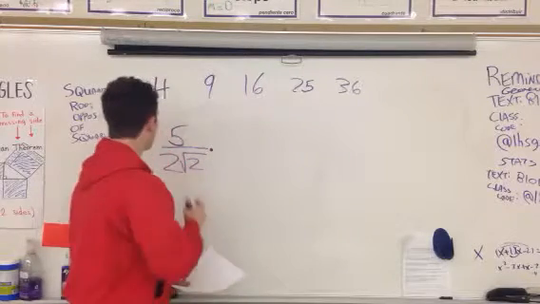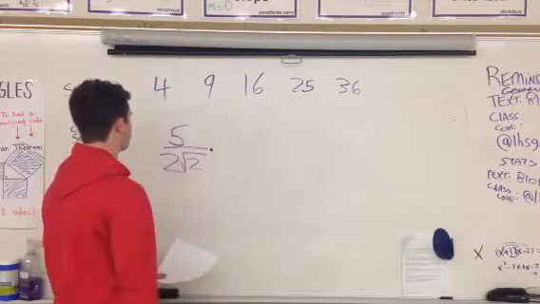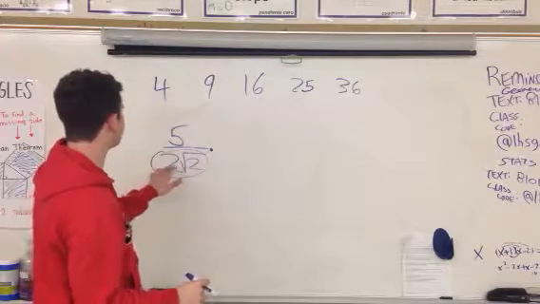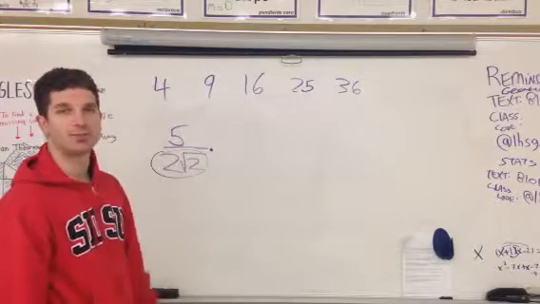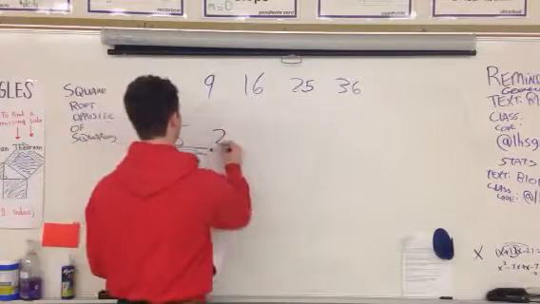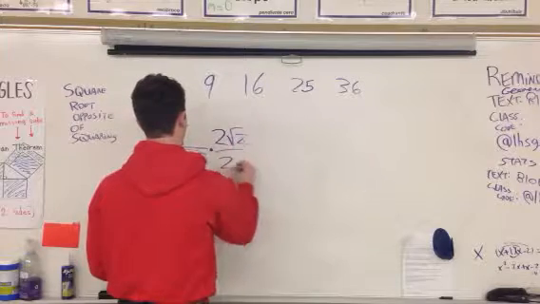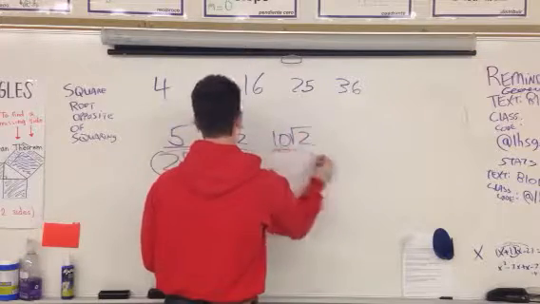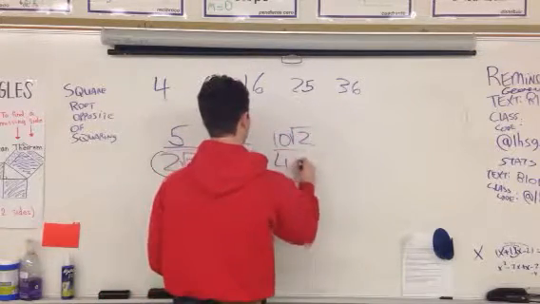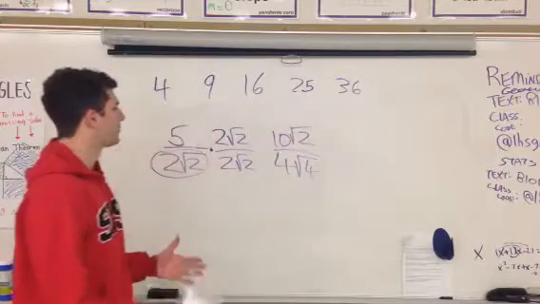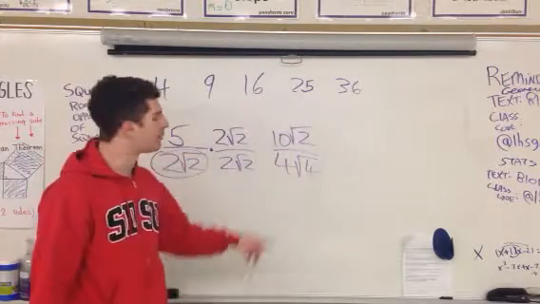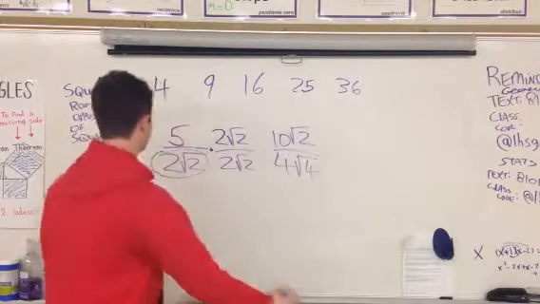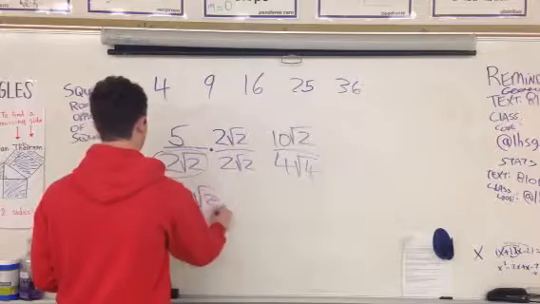So here, I have 5 over 2 square root of 2. I need to make sure I understand what's in my denominator. My denominator here is 2 square root of 2. So I'm going to multiply both the top and the bottom by 2 square root of 2. So I multiply across, I get 10 square root of 2 over 4 square root of 4. Okay, so the square root of 4 is simply 2. Remember, this is 4 times the square root of 4, so 4 times 2. This becomes 10 square root of 2 over 8.